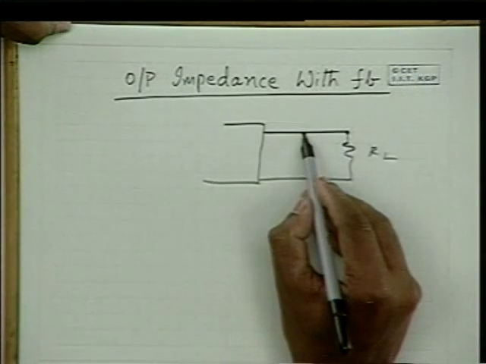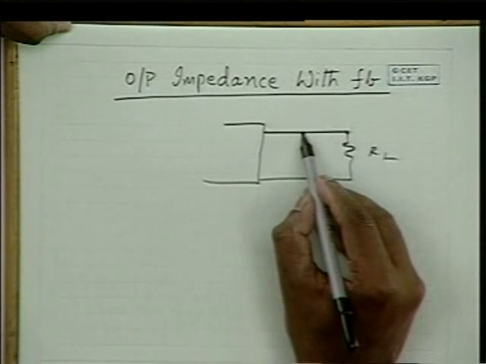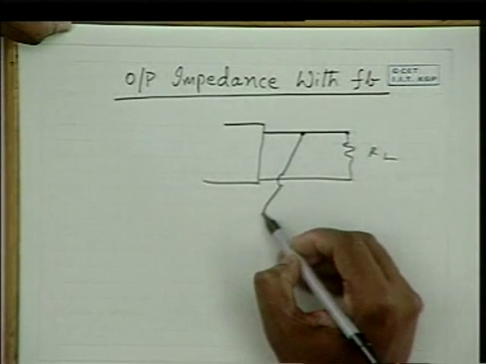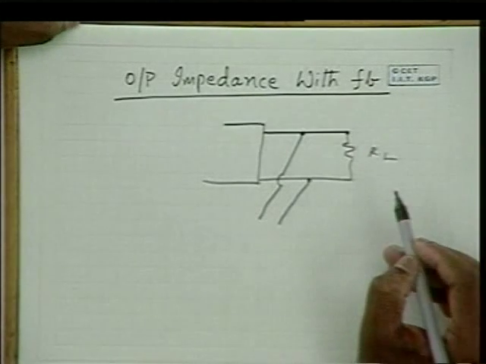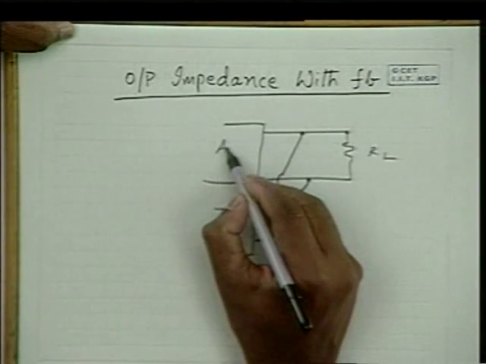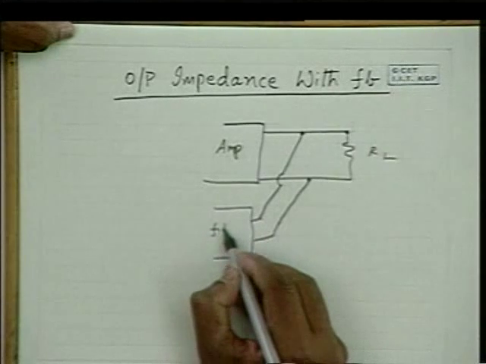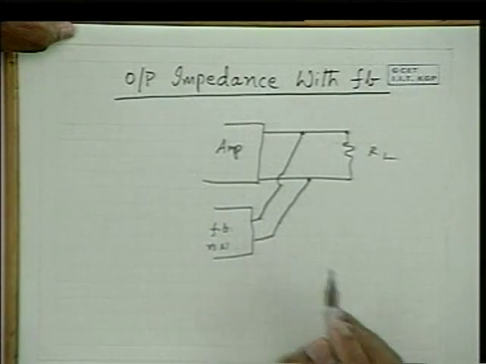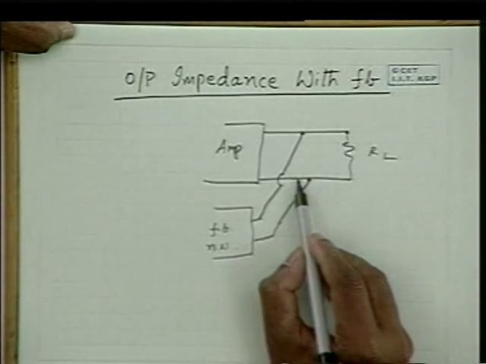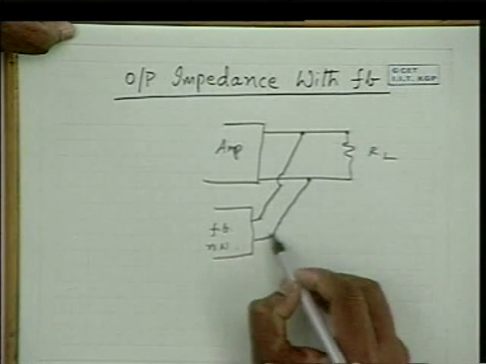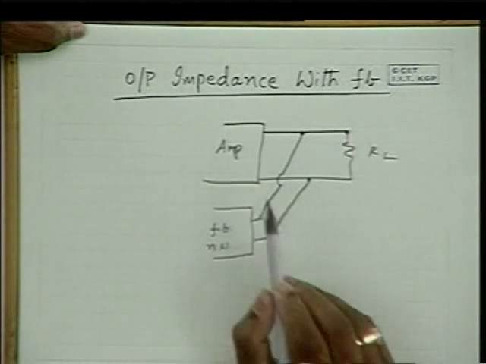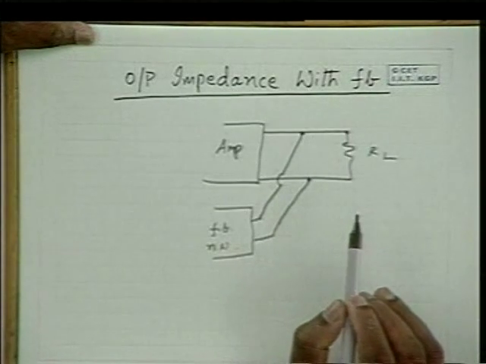Typically, in shunt feedback, in voltage feedback, we tap the output voltage like this, and we feed it through the feedback network. This is the amplifier, this is the feedback network. This is shunt feedback, voltage feedback. And for current feedback, we cut the line here and see that the output current flows through the feedback network. So in both cases, let us see how the output impedance changes.